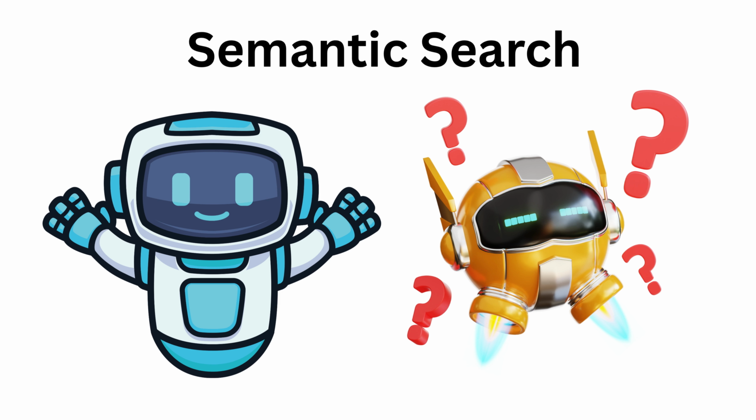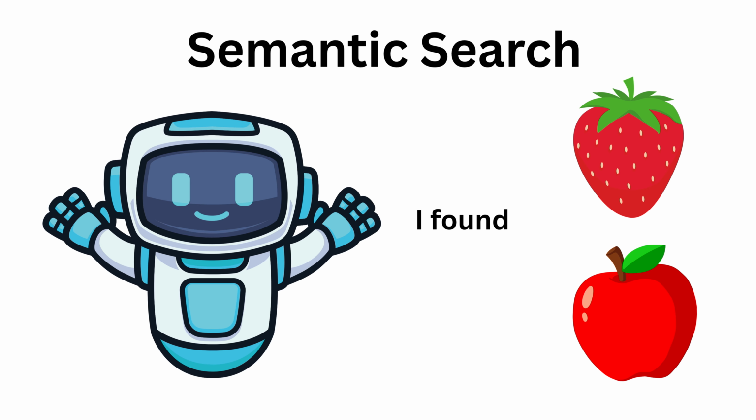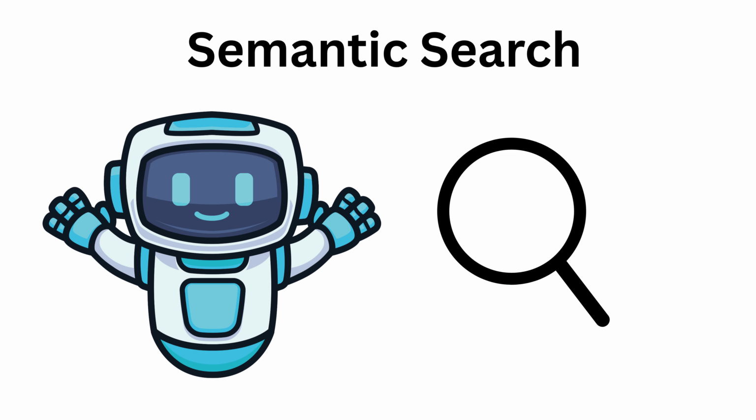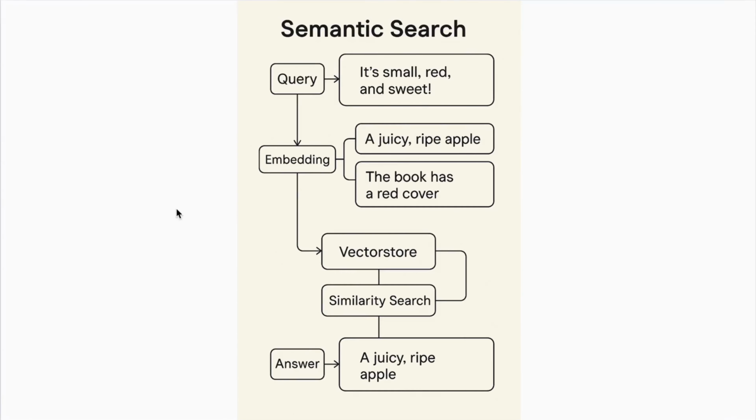But on the other hand, the semantic robot will understand the meaning of whatever the query asks. The query asked is red fruit, so it will say you probably meant apple or strawberry. A normal robot only looks for the words, but a semantic robot understands the meaning of your words. Now let us understand what semantic search is and how it actually works.